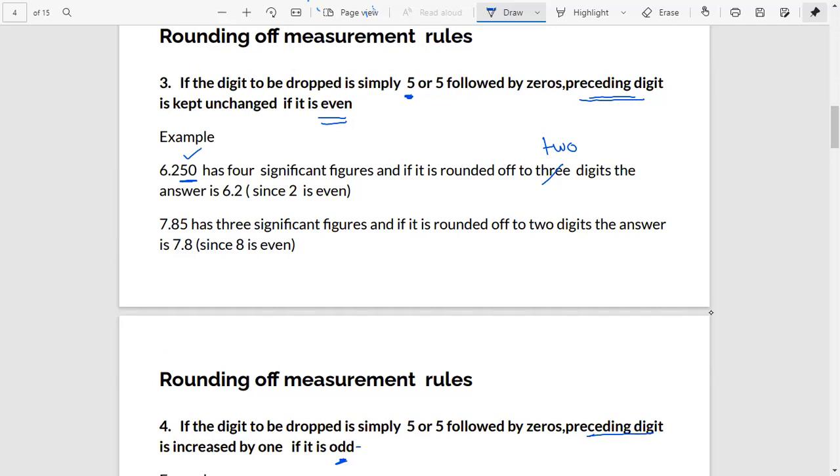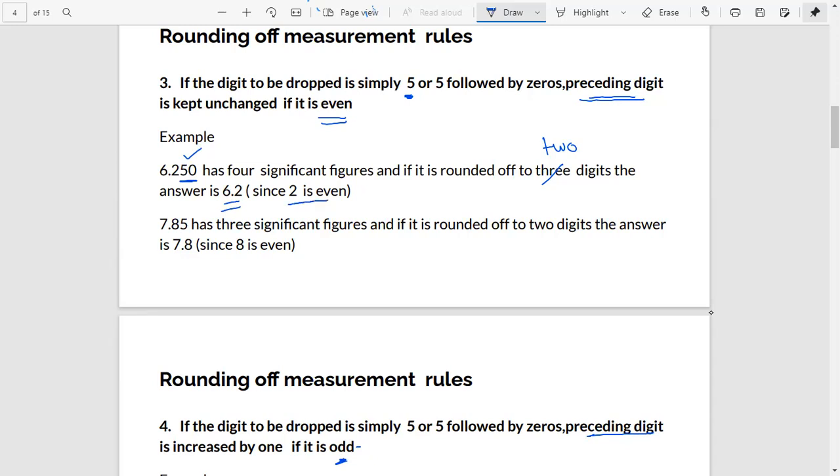So we need to drop this 5 and 0. The rule says that whether the number before 5 is even or odd, you see it is even. So if it is even, then you simply drop it without changing the preceding digit. So the answer is 6.2. You do not change it to 6.3. You write it as 6.2 since 2 is even.